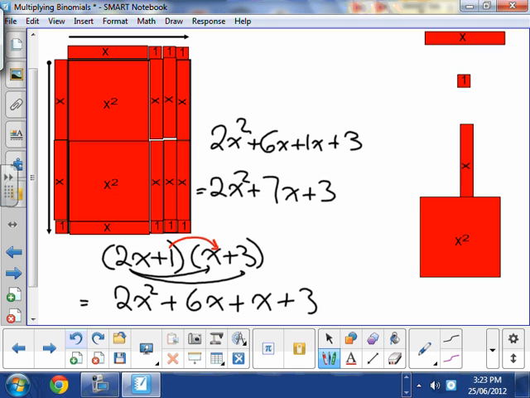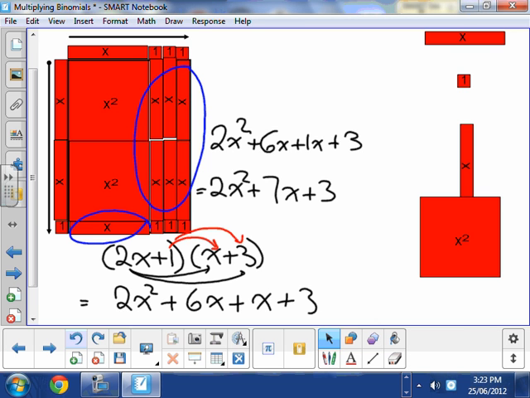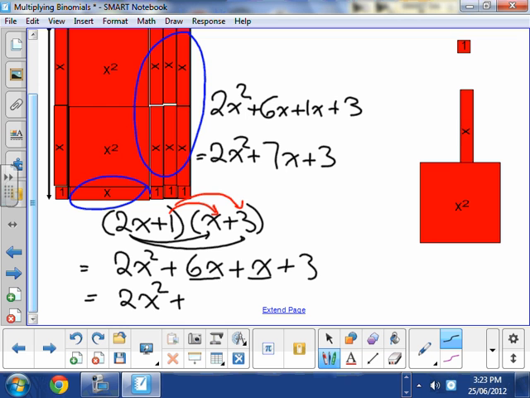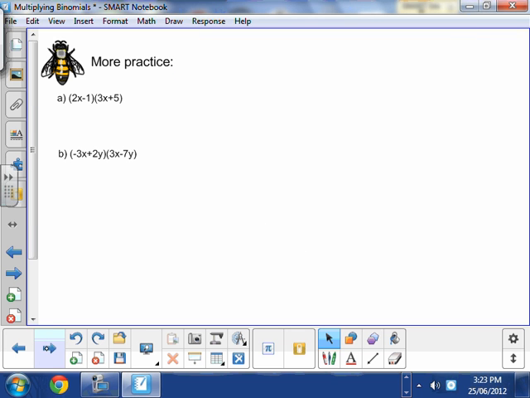There you go. So what did you do next? I simplified. I noted some like terms here. This 6x, do you see this 6x? And this x, do they look the same? Yes, they are like terms. So it's going to be 2x squared plus, algebraically, 6x plus x is 7x, plus 3. That's correct. Okay, now I got it with the visual, I got it with algebra.